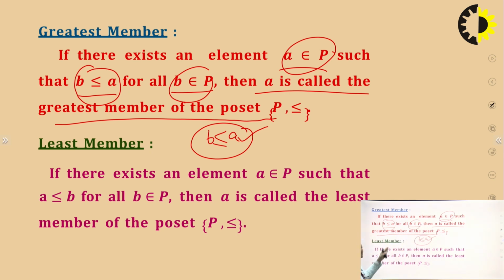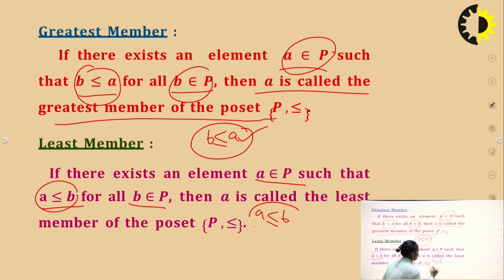Same process for the least element. If there exists an element a belongs to P such that a is less than or equal to b for all b belongs to P, because we are talking about the least element, then no other element will be less than this. There are two elements a and b which belong to the set P, and the relationship a is less than or equal to b holds. Then a is called the least element, or least member, of the given poset.